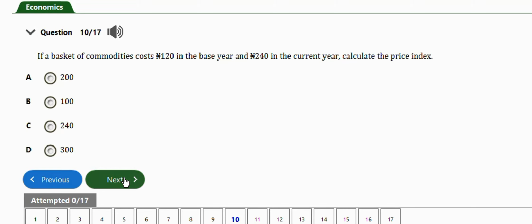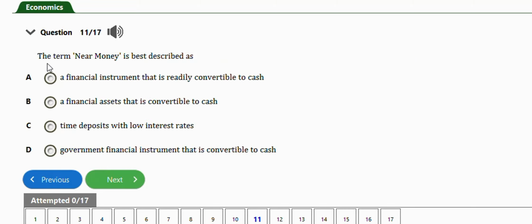Next question is this one. It says the term near money is best described as: a financial instrument that is readily convertible to cash, a financial asset that is convertible to cash, time deposits with low interest rate, government financial instrument that is convertible to cash. The right answer is option A, financial instrument that is readily convertible to cash.